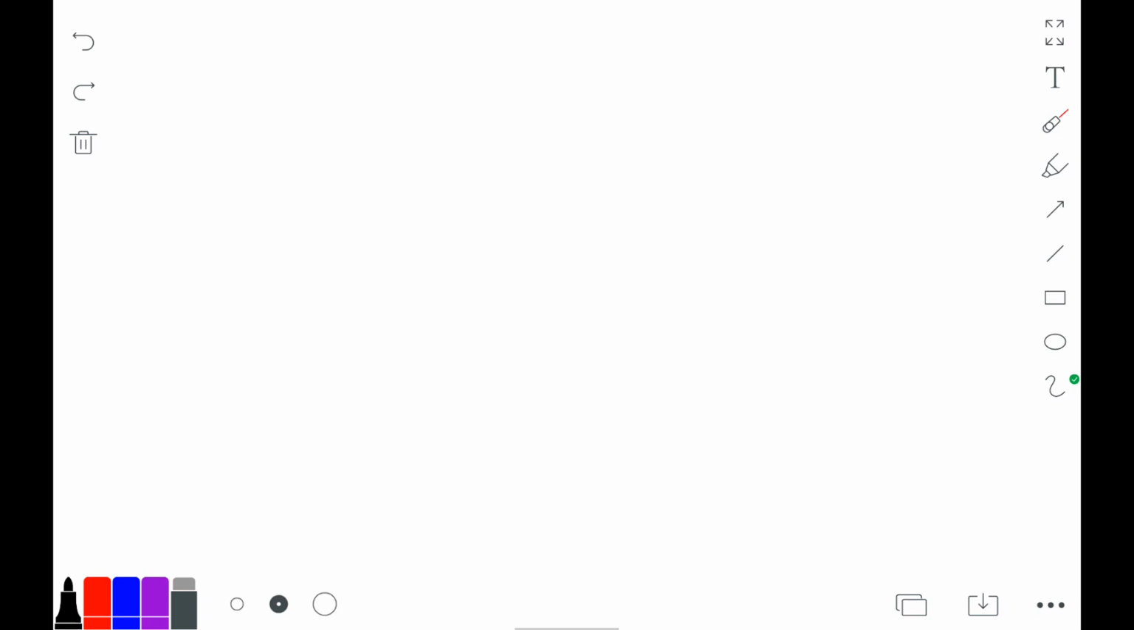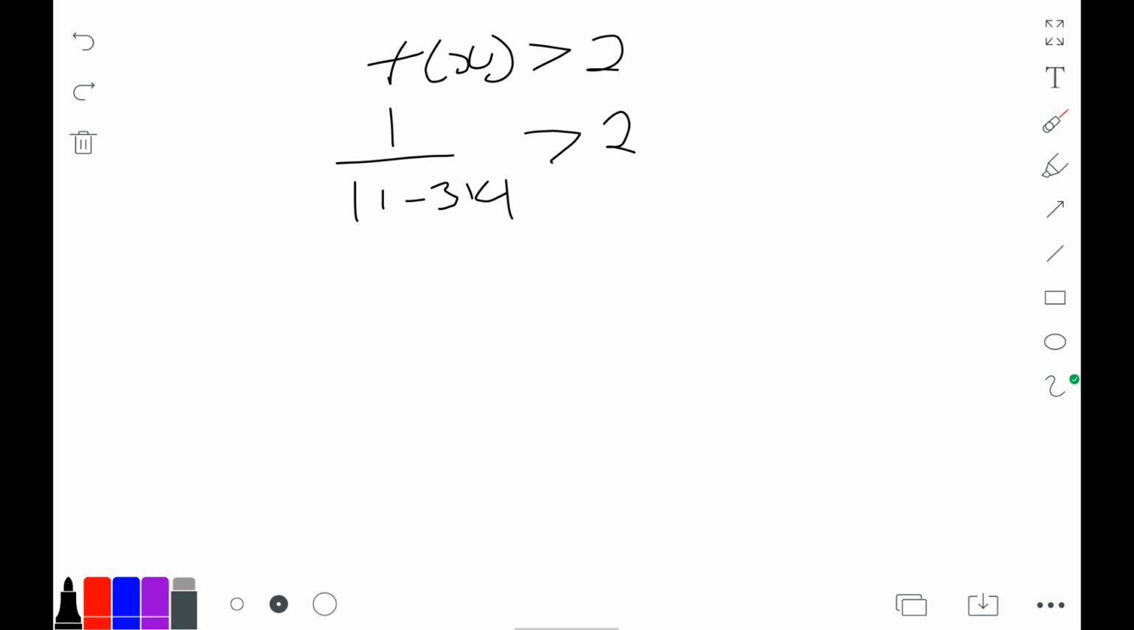Say, for example, you have to solve f of x when f of x is greater than 2. Your f of x is 1 over the absolute value of 1 minus 3x, which must be greater than 2. Now when we solve that, if we swap them, the absolute value of 1 minus 3x will be greater than 1 over 2. Here we are changing this, it comes over, like it's over 1.